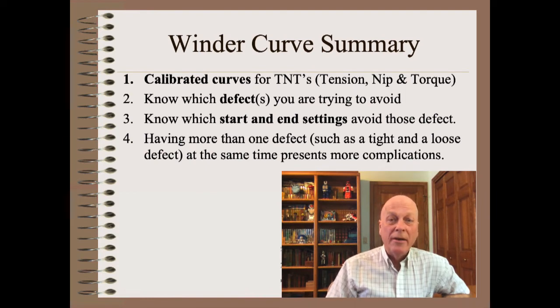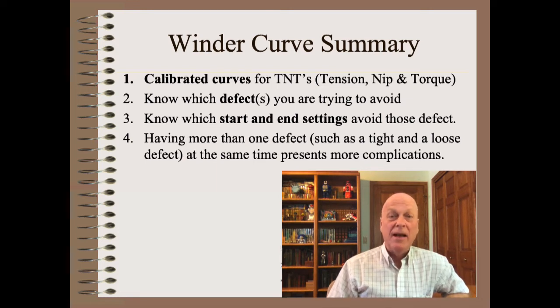Finding the best winder curve is not rocket science, but it does require a bit of homework. First, you need to have calibrated curves for the TNT controls. Otherwise, your work may not be reliable or translatable between winding machines. Second, you must know the precise defect you are trying to avoid.